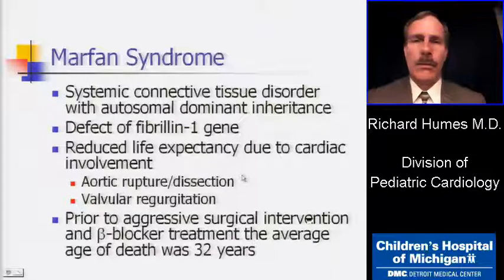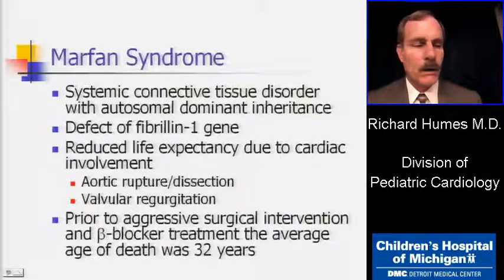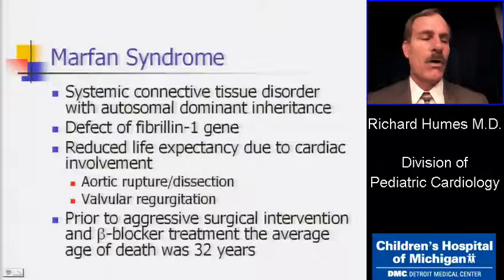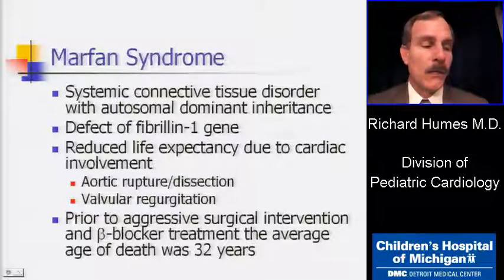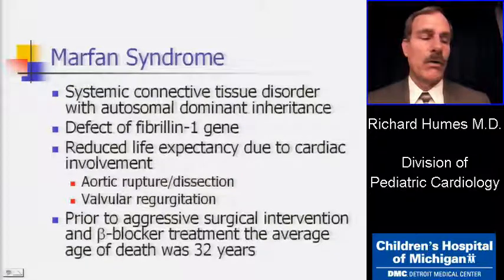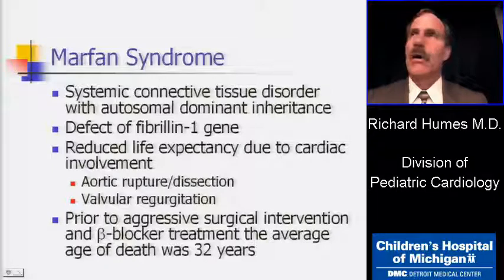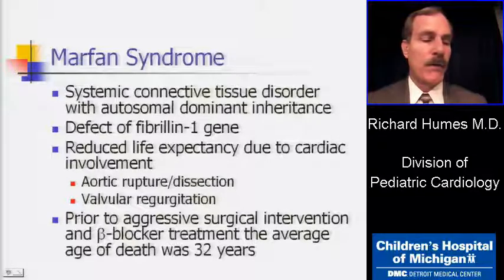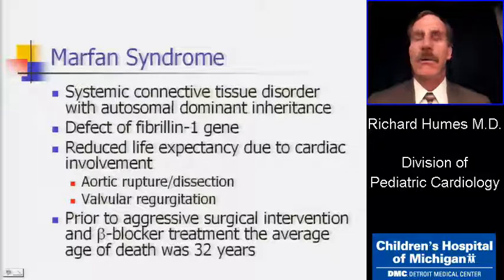Marfan syndrome is an entity which has cardiovascular issues associated with it, as you know. It is a systemic connective tissue disease with autosomal dominant inheritance. It is a defect in the fibrillin 1 gene. There is a reduced life expectancy in Marfan's patients due to cardiac involvement. The cardiac problems are by far the most deadly problems for Marfan's patients. These include aortic rupture and dissection or valvular regurgitation. Prior to aggressive surgical management of Marfan's patients and beta blocker treatment, the average age of death was surprisingly about 32 years.